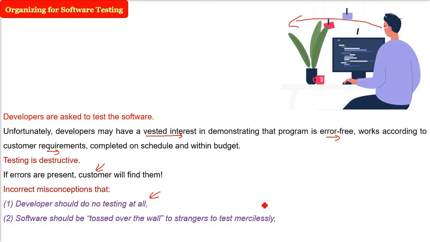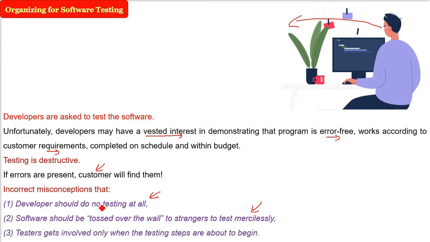That is, just throw it and let another people destroy it so that the errors can be found out. This is also not true. Testing is done to improve the quality, to find out the errors so that the customer doesn't get agitated or get upset. Testers get involved only when the testing steps are about to begin. This is also a misconception.